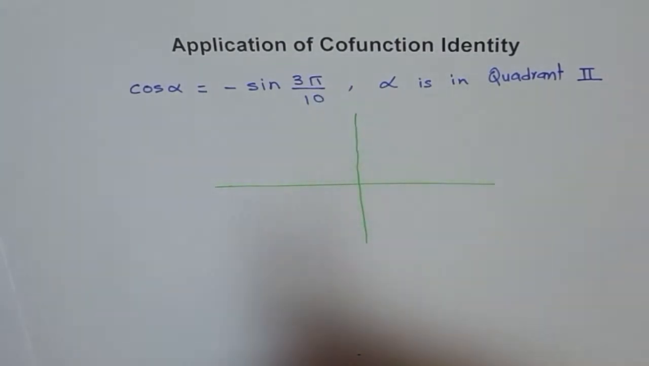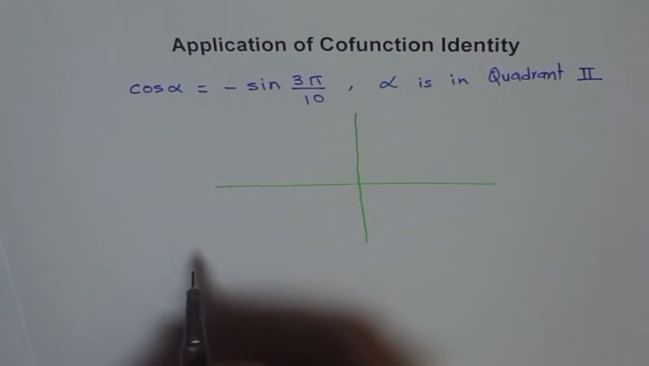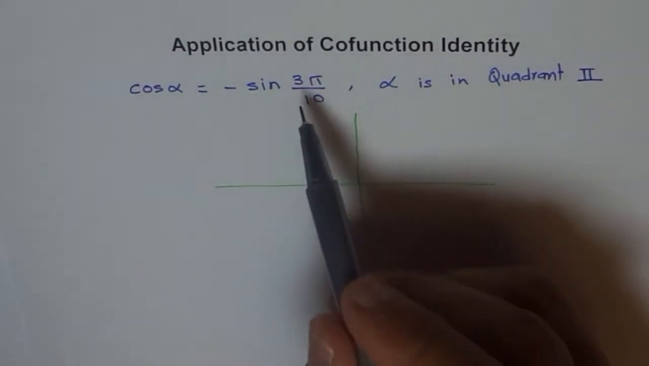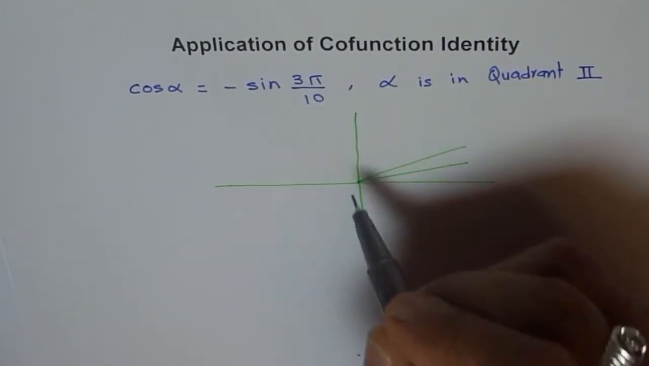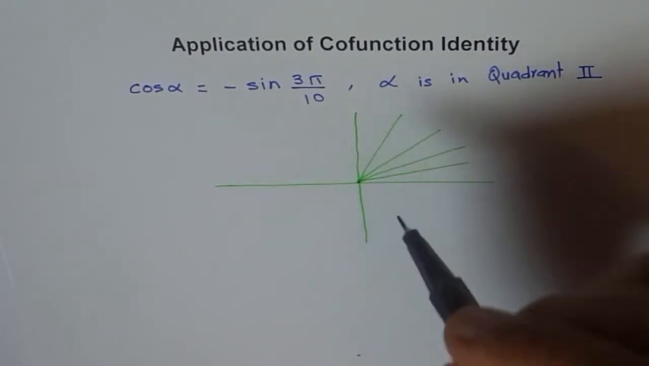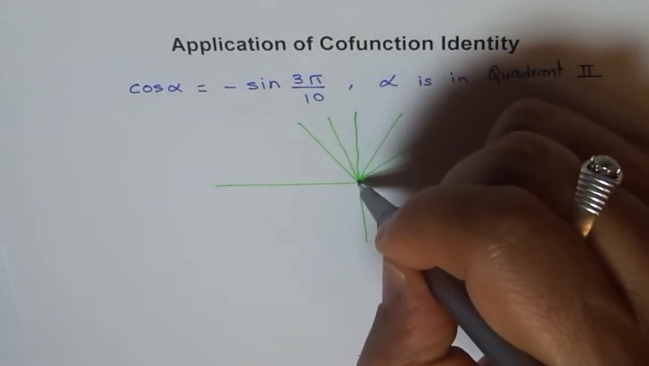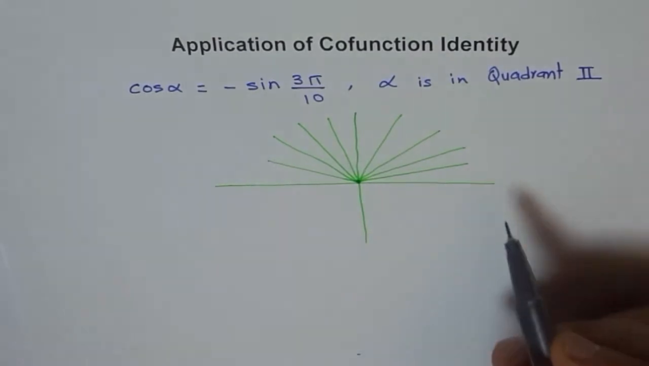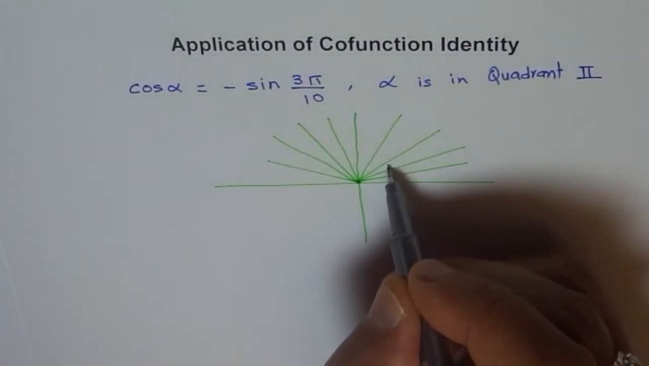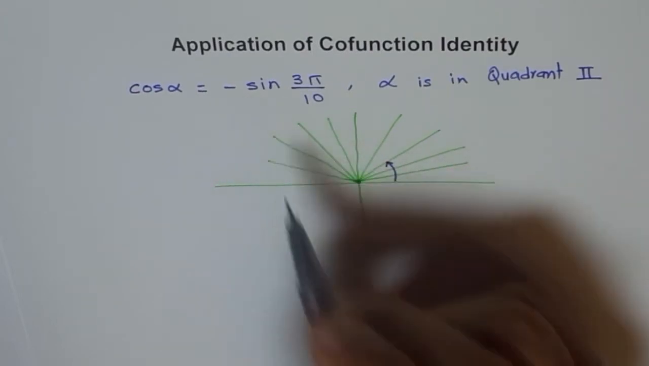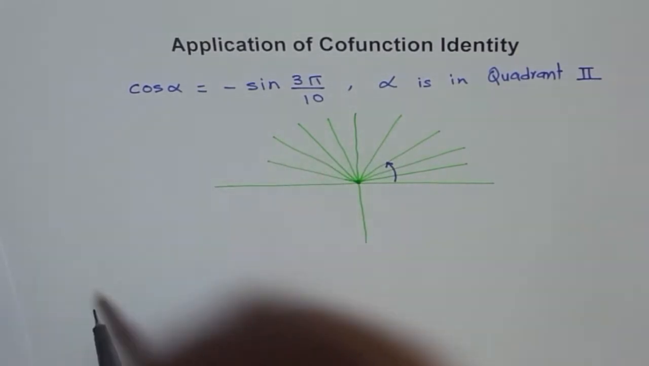So let's try to do the cofunction identity basic first. What we are trying to achieve here is, let me draw it. 3 pi by 10 means what? We'll divide this into 10 equal parts. So here we are: 1, 2, 3, 4 and 5, 6, 7, 8, 9 and 10. So we are trying to relate 3 pi by 10. 3 pi by 10 for me is 1, 2, 3 here, with cos, and alpha being in quadrant 2.